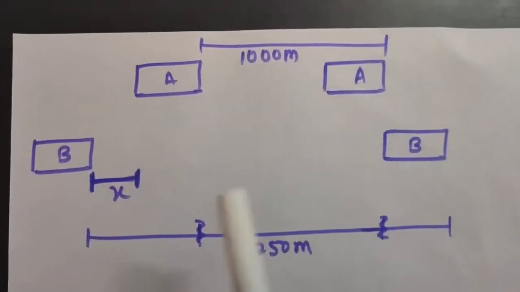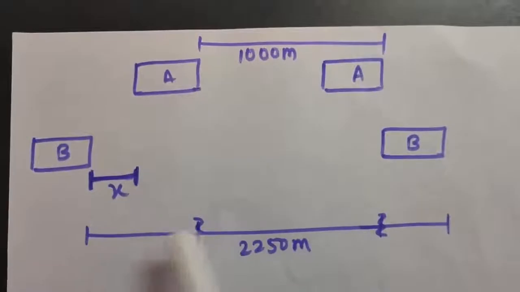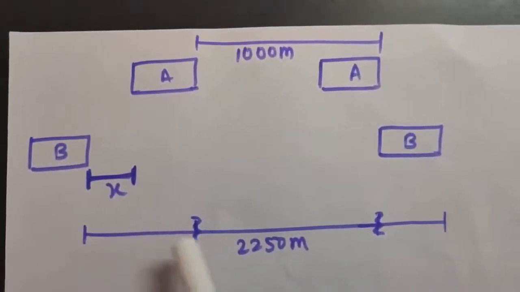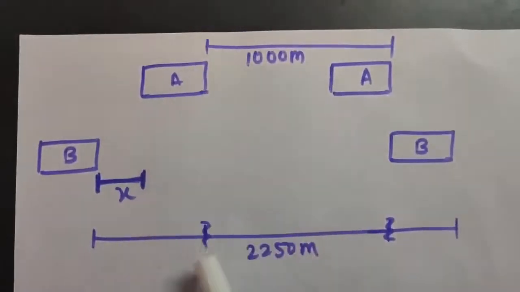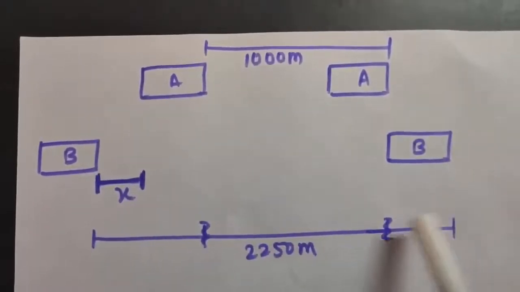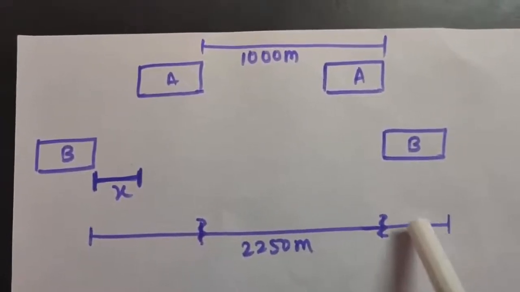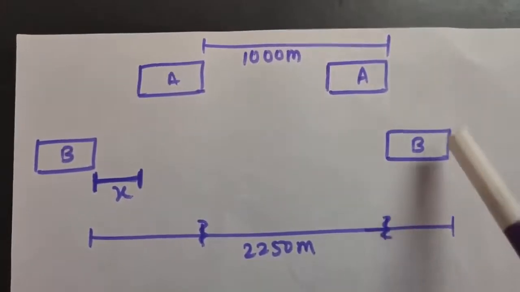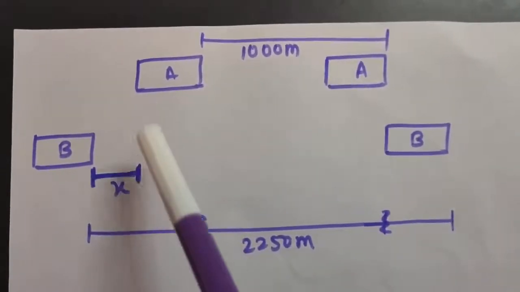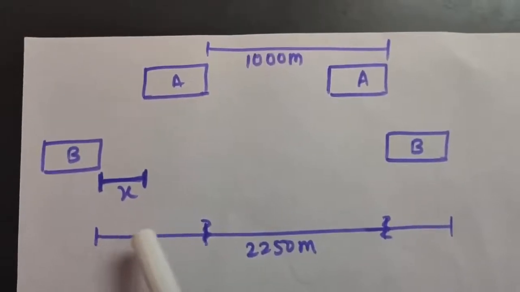Now see, if I subtract 1000 meters from this distance, what we will get? See, if I subtract, this is the point of 1000. So that means from 2250 meters, I am subtracting this part. So we will be left with this and this. So see, this is nothing but length of B. Yes. And this portion is nothing but length of A up to this, and this is X.